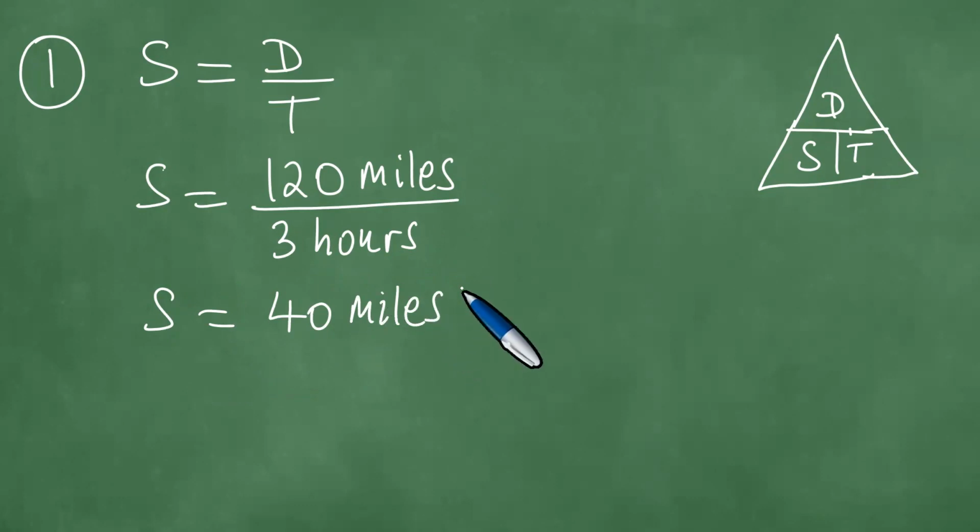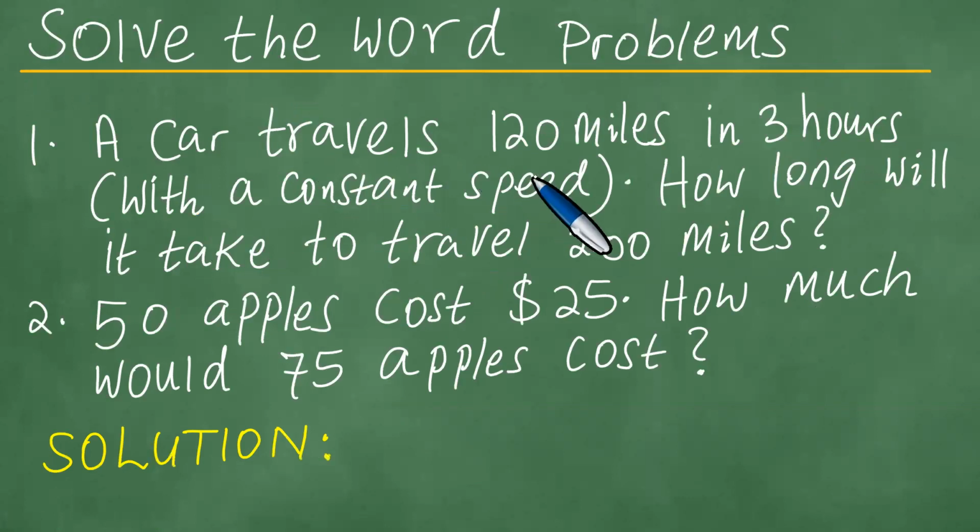Miles per hour. So that is what you have, miles per hour. Right, so with this said, what are we supposed to do? How long will it take? Because here's the question: a car travels 120 miles in 3 hours with a constant speed. We've just found the speed there. How long will it take to travel 200 miles?